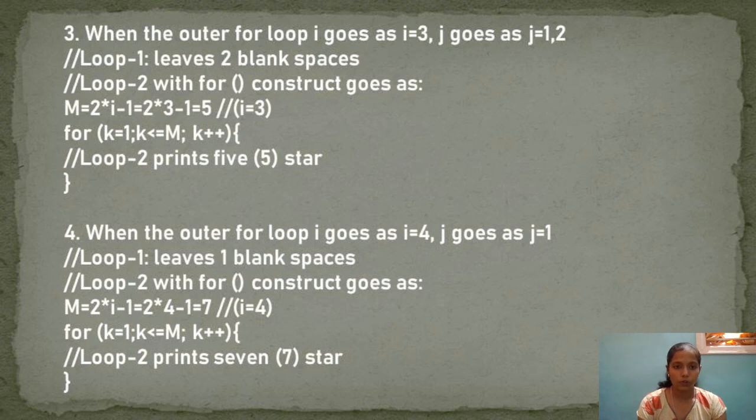And the fourth iteration goes on like this. When the outer for loop i goes as i equals 4, j goes as j equals 1, and loop 1 leaves 1 blank space. And here comes loop 2 with the for construct, m equals 2 times i minus 1. Here the i value is equal to 4, and here comes loop 2, for k equals 1, k less than or equal to m, and k increment. Here loop 2 ends and it prints 7 stars.